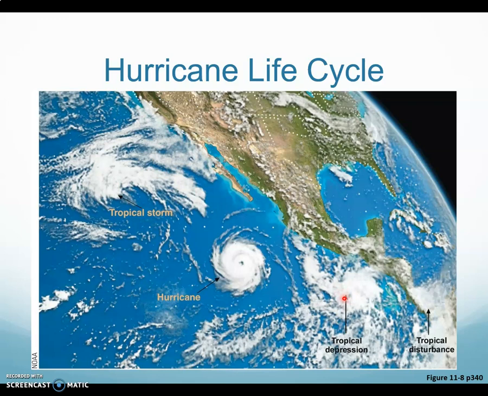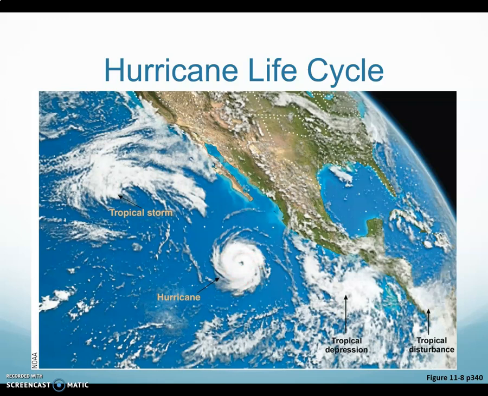And having that low pressure in the center of the storm, it can start to intensify. And once it really develops that circular motion, it becomes a tropical storm. There's the center of rotation right there. And when that gets to be strong enough, it eventually becomes a hurricane.